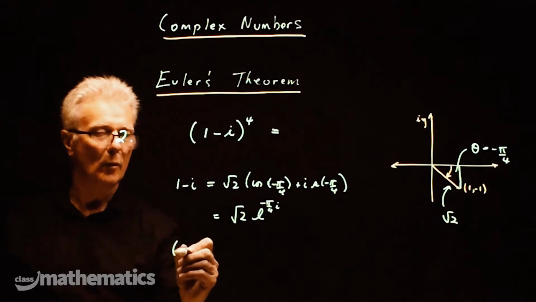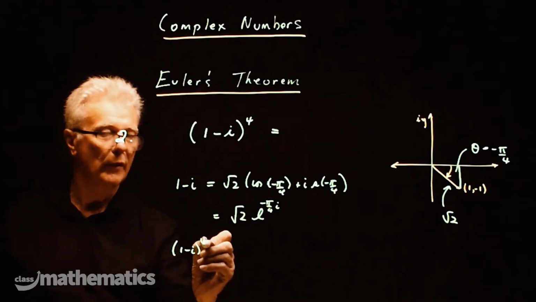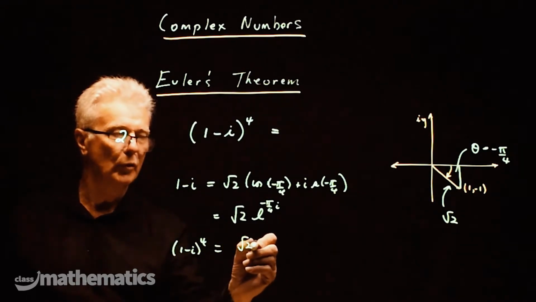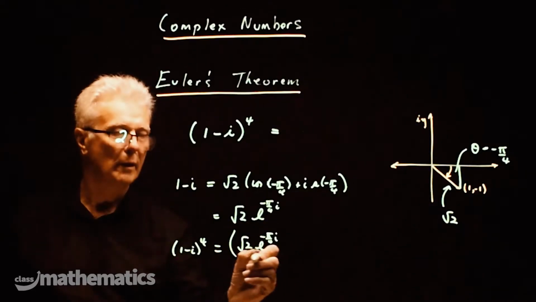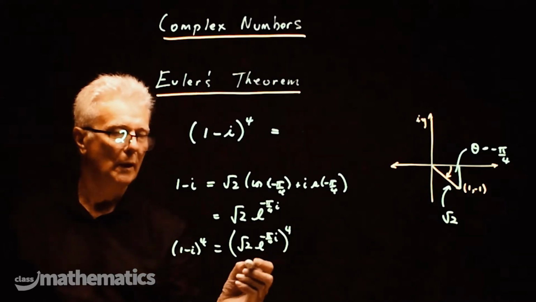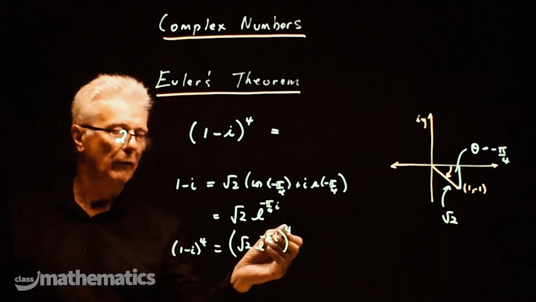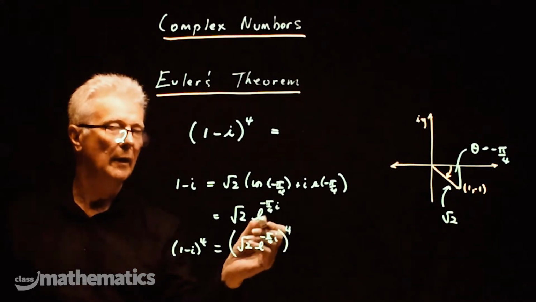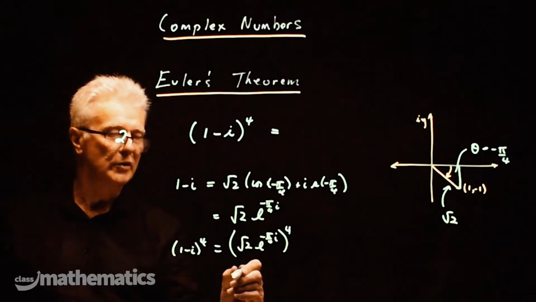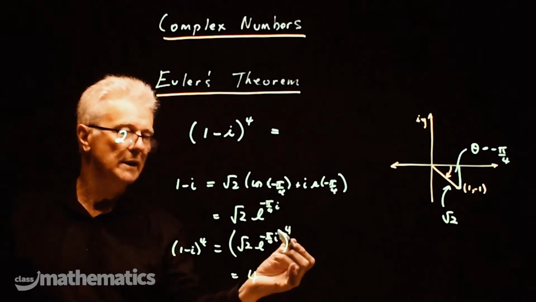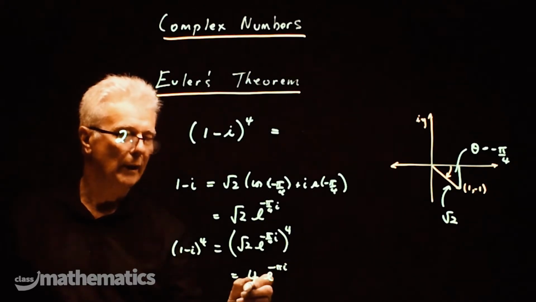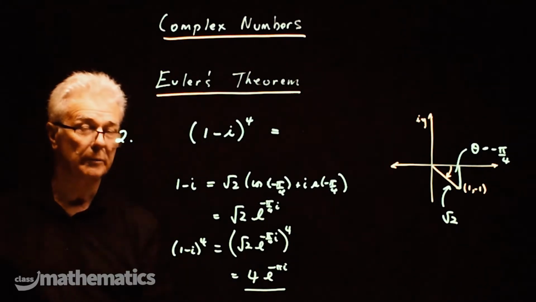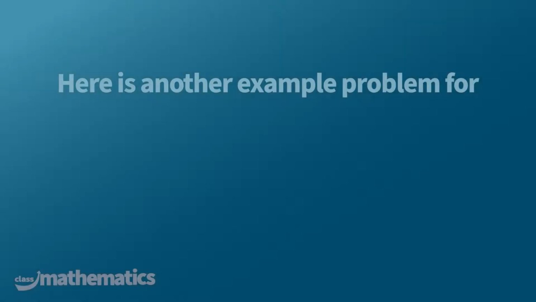So (1 minus i) to the 4th is simply (root 2 e to the minus pi/4 i) to the power 4. Root 2 to the power 4 is 2 to the half times 4, 2 squared, so that's just 4. And multiplying these indices, you get e to the minus pi i as your final result. Done.